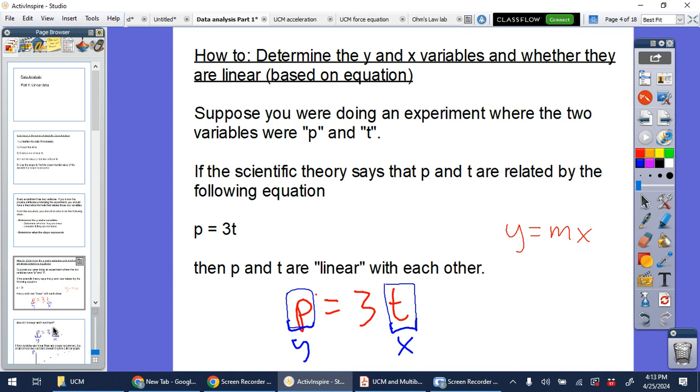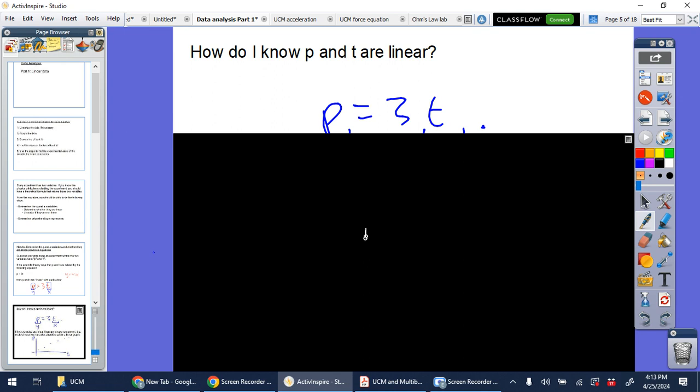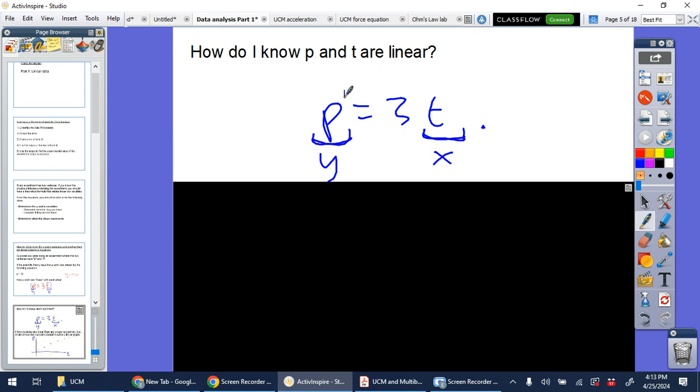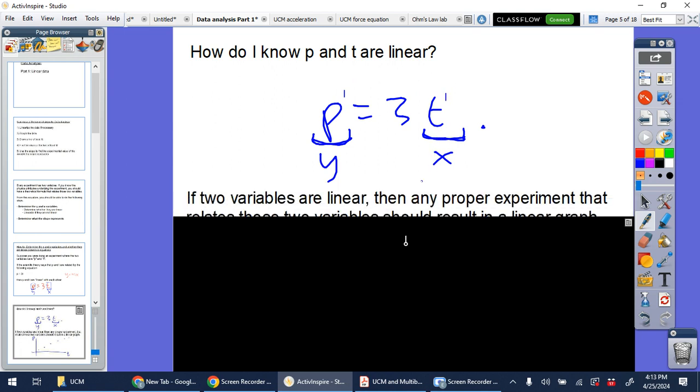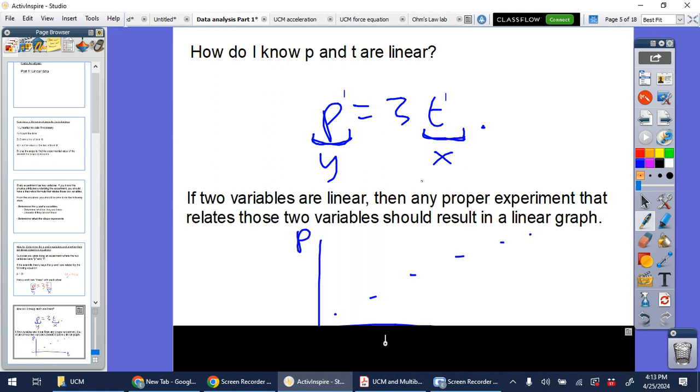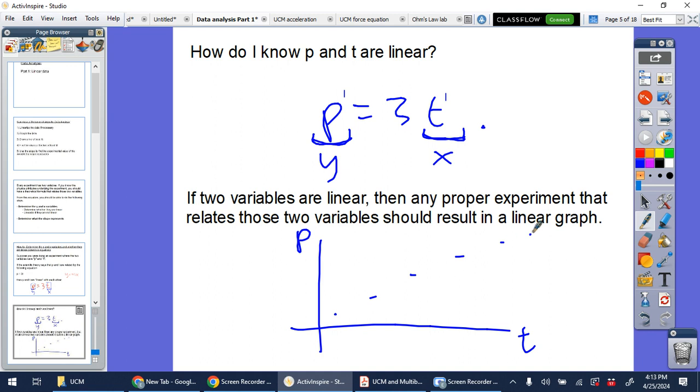Now, I want to talk about, in the next slide, what's the significance of them being linear with each other. Oh yeah, actually, this is telling you how I know they are linear, all right? Because once again, the exponent is 1 on both of them. Now, what's the significance of that? If the two variables are linear, then in any proper experiment that lists these variables, if you graph that data, it would be a proper line, right? Because this shows you a linear relationship.